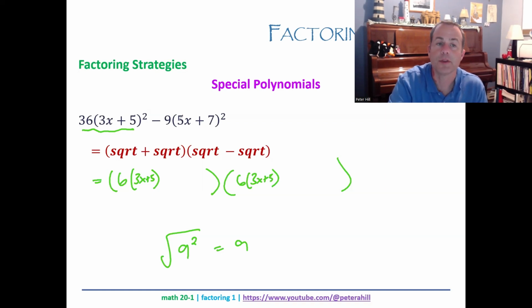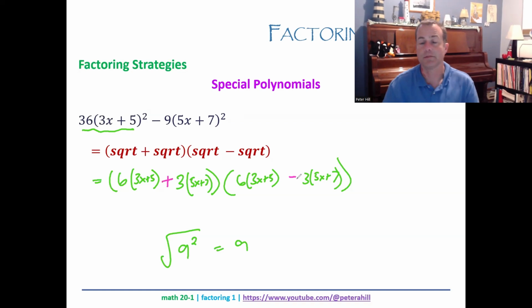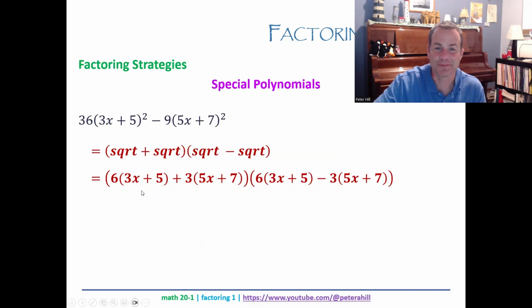Now the back guy, what's the square root of 9? Oh, that's 3. And what's the square root of 5x plus 7 all squared? Oh, that's 5x plus 7. So 3 and 5x plus 7. And then what happens? One of them gets added and one of them gets subtracted. Done. Now, I'm not done. I have to clean that up, okay? But that's where we are. So that should be this guy right there.